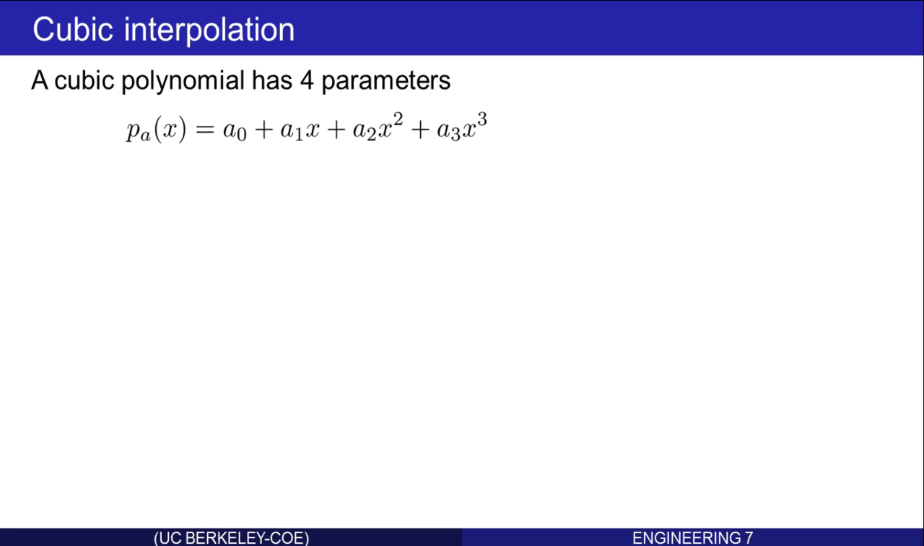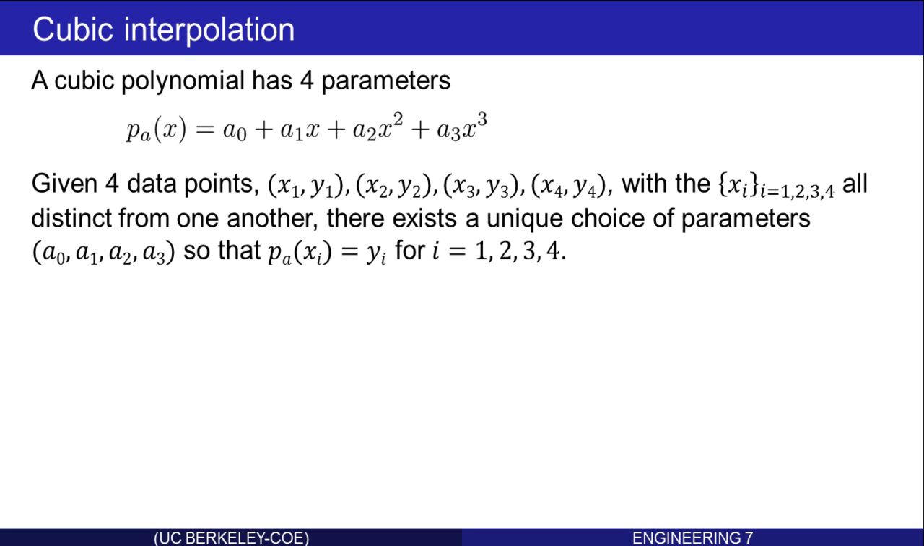Let's continue with this pattern and look at cubic interpolation. A cubic polynomial has four parameters. They are the constant term, the linear term, the quadratic term, and now the cubic term. So given four data points, x1, y1 through x4, y4, with all of the xi's distinct from one another, there exists a unique choice of parameters, a0 through a3, such that this cubic polynomial evaluated at the individual xi's will equal the corresponding yi's for all of these 4 points.